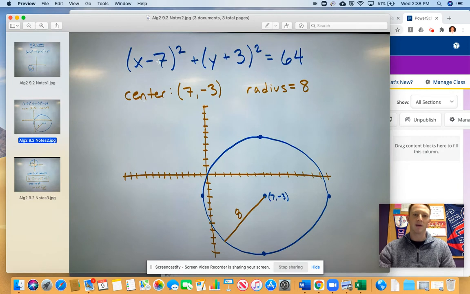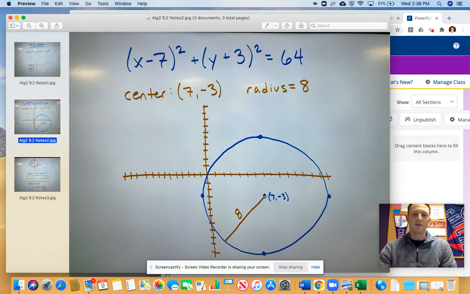We have (x − 7)² + (y + 3)² = 64. So from this standard form, our center is going to be the opposite of this number, so positive 7, and the opposite of this number, so negative 3. Our radius is just the square root of 64, so that'd be 8.